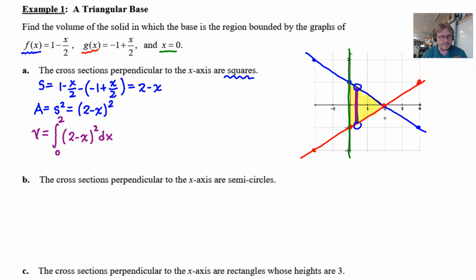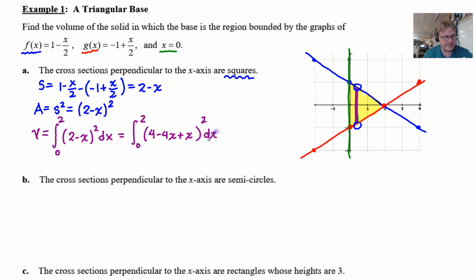Now, as far as integrating this, you can FOIL it out, expand it out. You could use U substitution. They both work about the same amount of effort. So I'm going to go with the expanding out. So that would give us 4 minus 4x plus x squared, I believe.